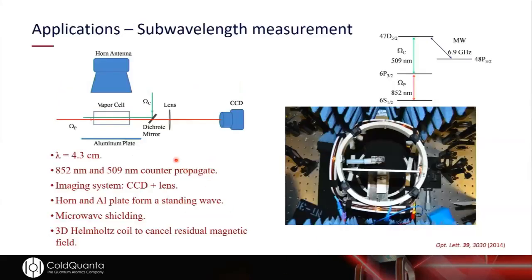The experimental setup for subwavelength measurement is like this. A vapor cell is placed in between a horn antenna and an aluminum plate, so a standing wave pattern of the microwave is formed. The image is formed by a lens and taken by a CCD camera like this. The wavelength of the microwave is chosen larger than the size of the vapor cell to minimize the scattering effect.